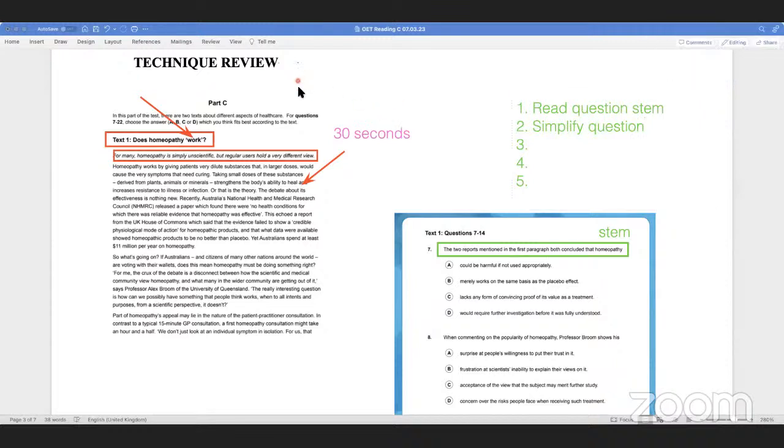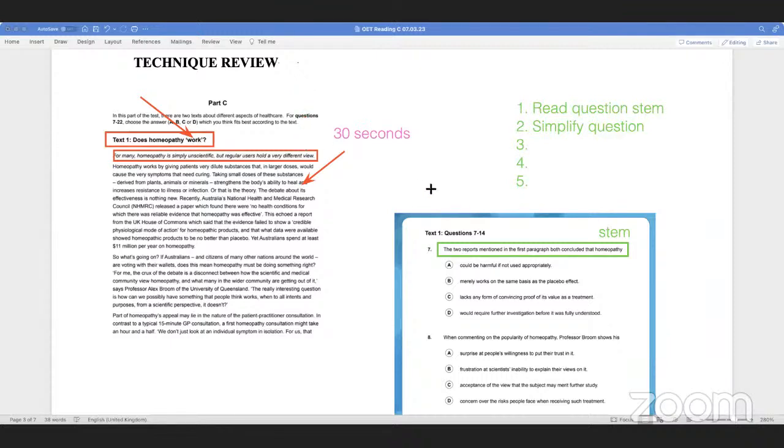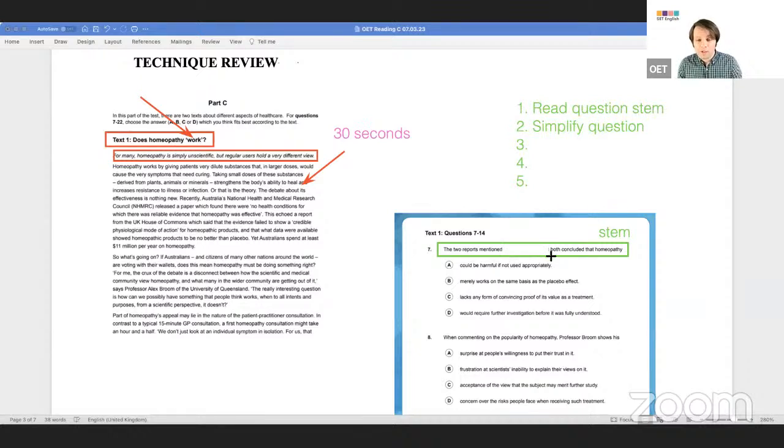No, actually. I'll show you what I mean, guys. Remove unnecessary words. So in this one here, Rosa, could you read that to us? The two reports mentioned in the first paragraph both concluded that homeopathy, right? Yeah. So I'll talk about this more tomorrow, okay? But we can just remove things we don't need. We don't need the first paragraph in our question. Does that make sense? Right?